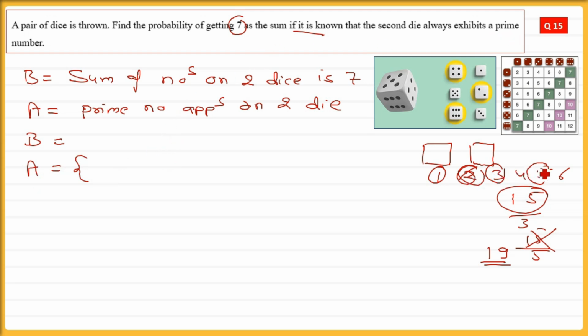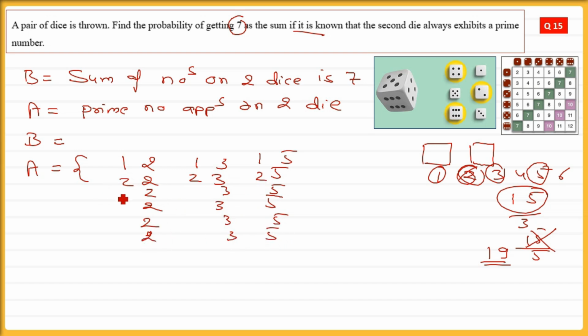Either it can be 2 or 3 or 5. So 2, 3, 5. Write it 6 times. Why am I saying write it 6 times? Because the first time 1, 1, 1 can come, then 2, 2, 2. Then all of this 2, 3, 5 you can write 6 times, because this is going to come in the second die. The first die can have 1, 2, 3, 4, 5 and then 6.